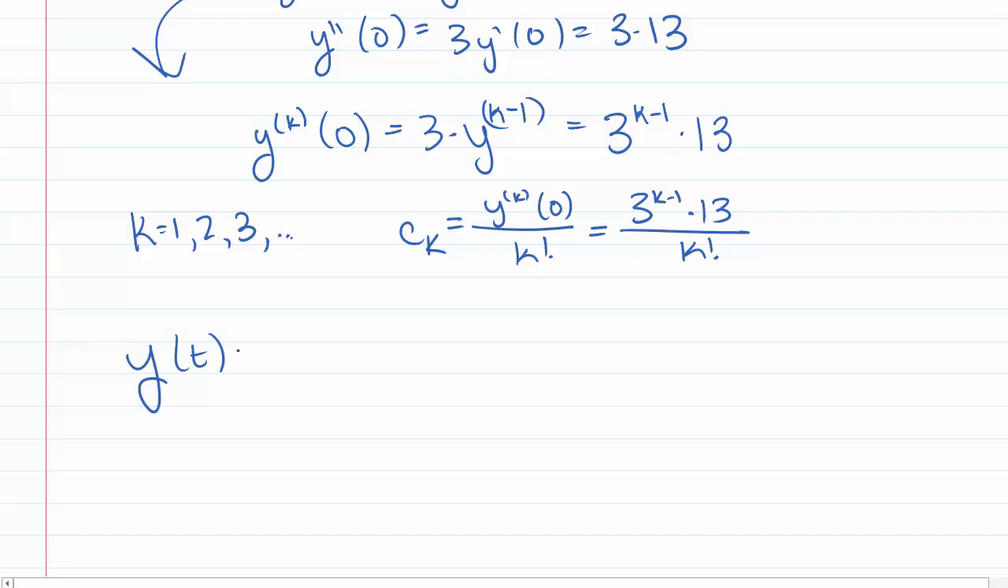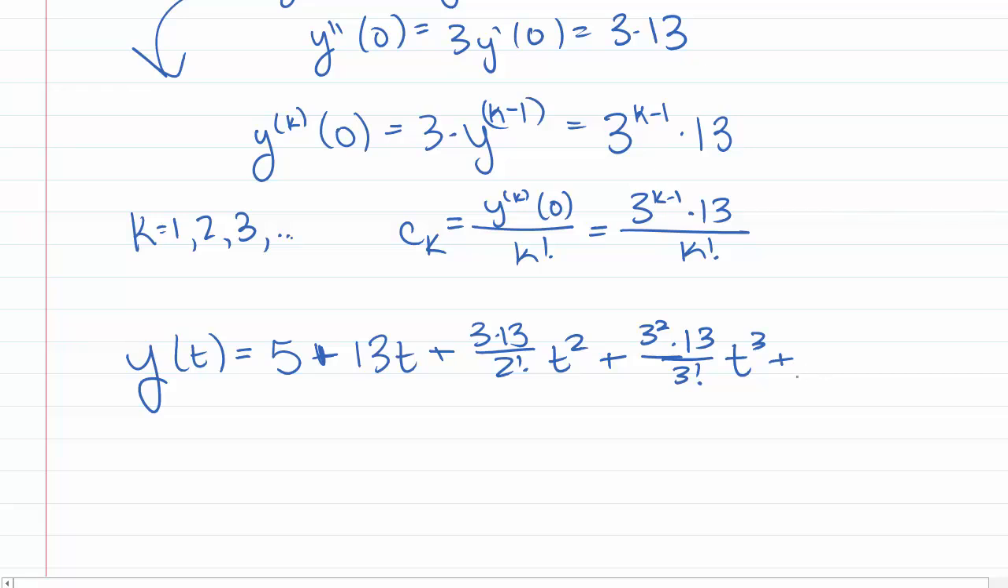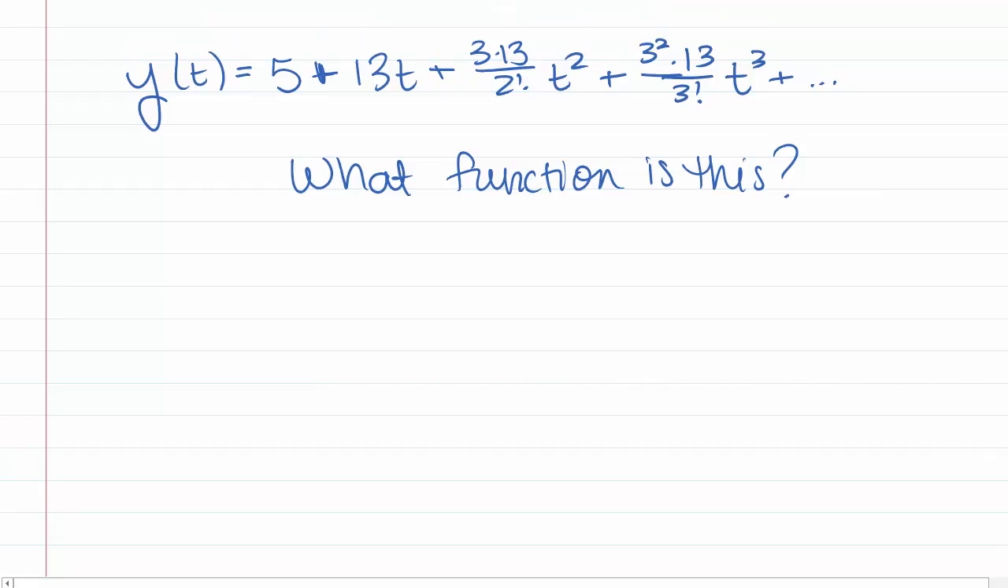So we have our solution. It's y of t equals 5, remember 5 was the c0 term, plus 13t plus 3 times 13 over 2 factorial t squared plus 3 squared times 13 over 3 factorial t cubed plus dot dot dot. But what function is this? Well, let's see if we can recognize it. Once we start looking at this 2 factorial term and this 3 factorial term, we're looking at powers of 3 on top and factorials on the bottom. So what do we know that might look something like that?